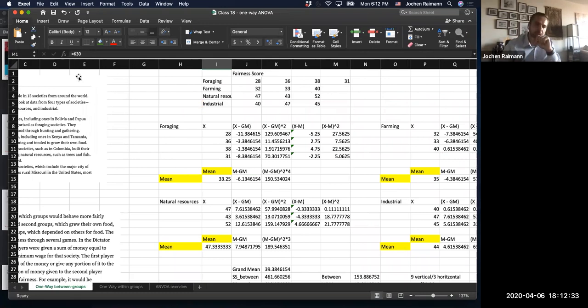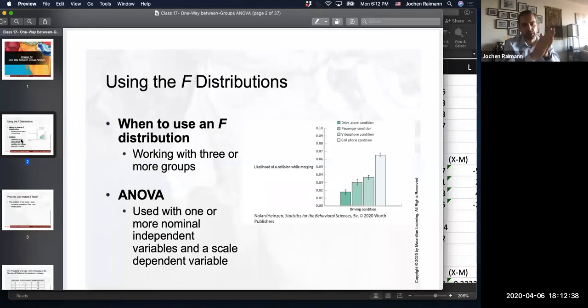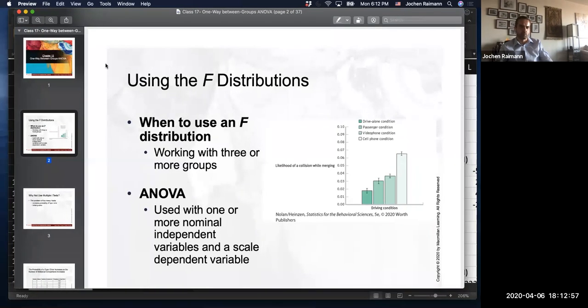Okay, now back to the Anova principle. With the Anova, in addition to the Z distribution and the t distribution, we're now introducing the F distribution. The F distribution is what you use when you work with three or more groups, and you use it with one or more nominal independent variables. The nominal variables are those that are not ranked, as you remember. The ranked ones are the ordinal ones, and the nominals are those where you compare three different categories.